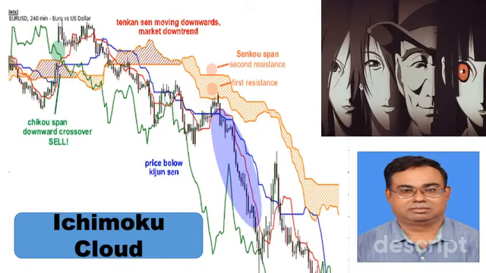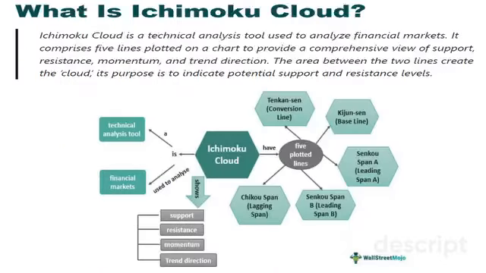So what is an Ichimoku cloud? As a trader, we look for a few things. First, we look for support. We look for resistance. We look for momentum. We look for trend direction. Guys, all these four main indicators are inbuilt within it. Yes, you heard it right. All these four, support, resistance, momentum, and trend direction, are inbuilt.